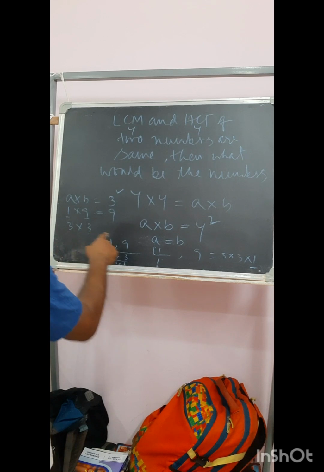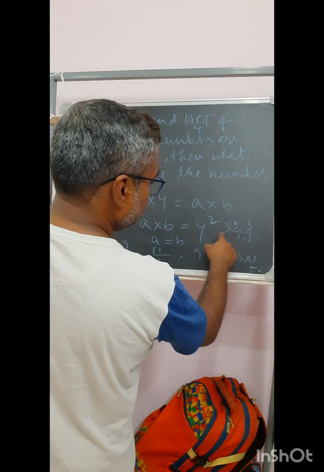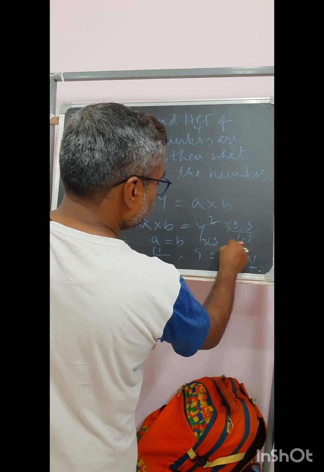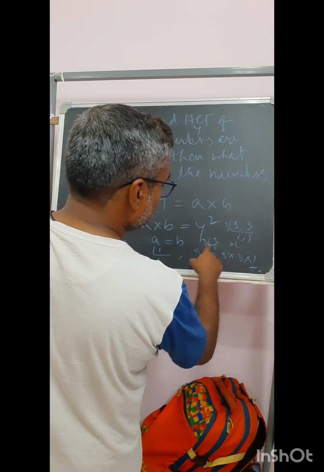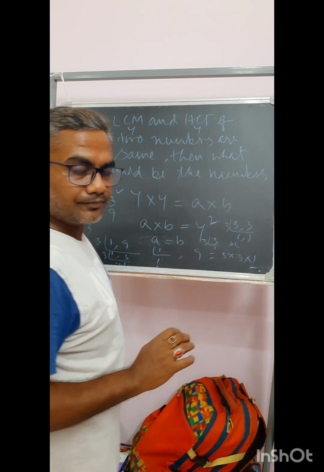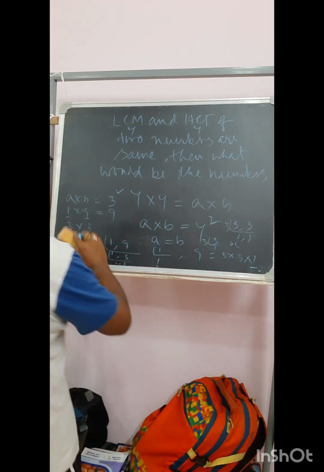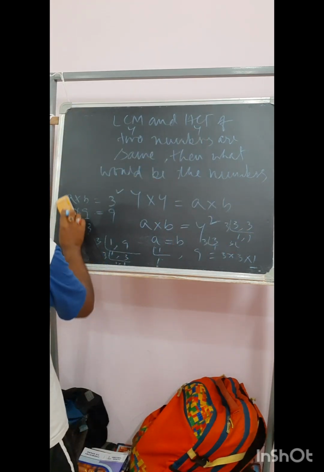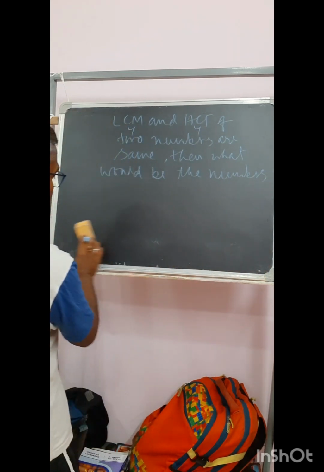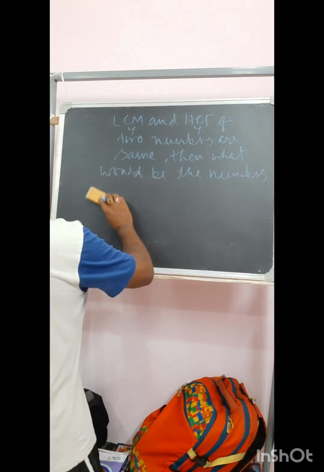So the only possibility is that the two numbers are the same. Then for 3 and 3 your LCM will be 3 and HCF also, because the common factor is 3, so HCF and LCM will be the same if the numbers are the same. Understood? So I was trying to discuss this earlier, but the earlier problem is different. So this is one kind of problem that I have discussed. If the LCM and HCF of both numbers are the same, the numbers must be equal. Okay, so this is it for now. In the next video I will continue with further problems. Thank you.